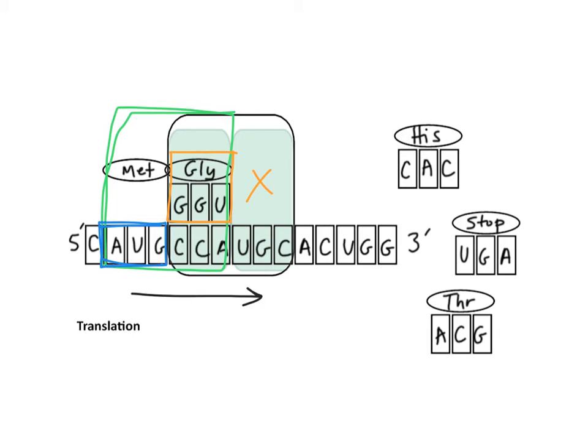The methionine is still here. Okay, we still have that amino acid, but the anticodon that went with the amino acid methionine has gone away. So we don't have that anymore. But the methionine and the glycine are bonded together, so we're starting to make this chain of amino acids.